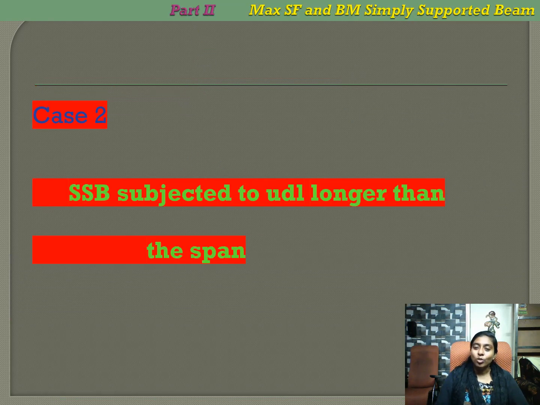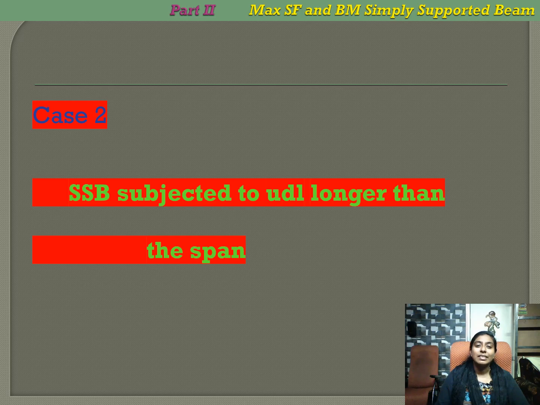So case 1 is over. That is when a simply supported beam is subjected to a unit concentrated load, what is the maximum positive shear force, what is the maximum negative shear force, what is the absolute maximum positive shear force, absolute maximum negative shear force, where do these occur, maximum bending moment and absolute maximum bending moment.